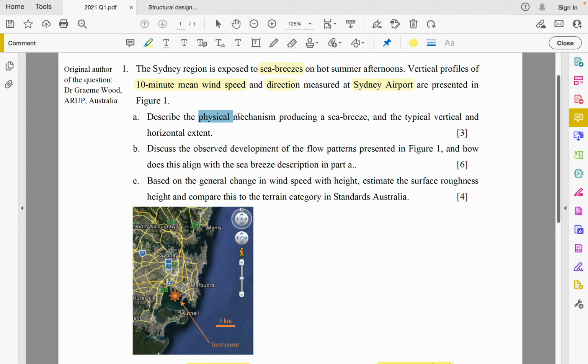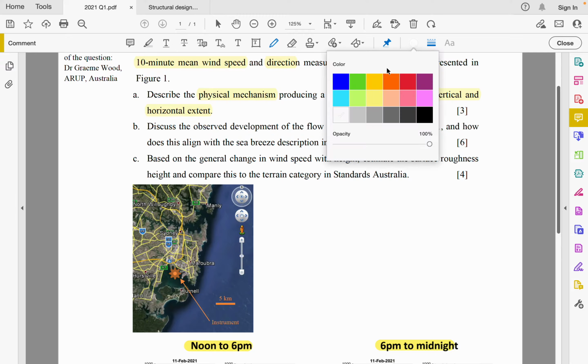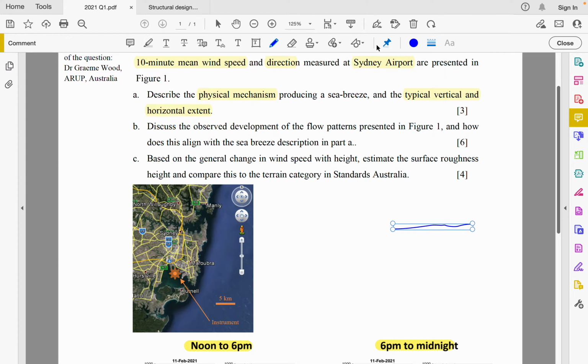Okay, then first question: describe the physical mechanism producing a sea breeze and include typical vertical and horizontal extent. So the key point over there is the temperature difference between the sea and the land. So let's draw. So we assume the sea, and we draw land over there.